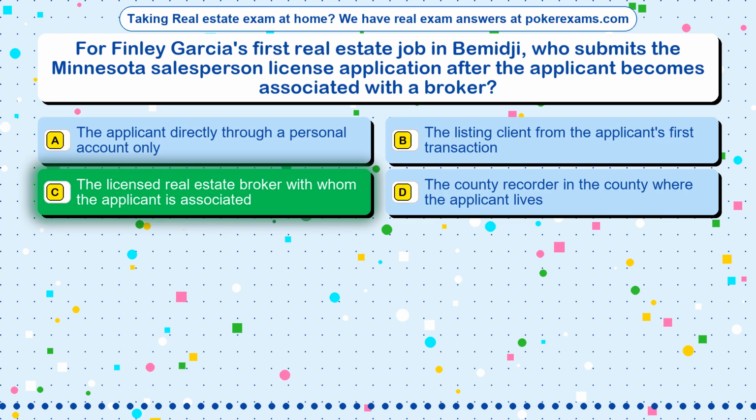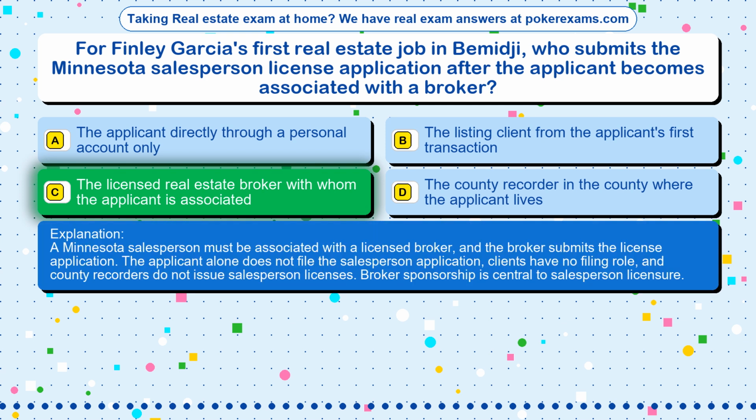The correct answer is option C. The licensed real estate broker with whom the applicant is associated. A Minnesota salesperson must be associated with a licensed broker, and the broker submits the license application. The applicant alone does not file the salesperson application, clients have no filing role, and county recorders do not issue salesperson licenses. Broker sponsorship is central to salesperson licensure.